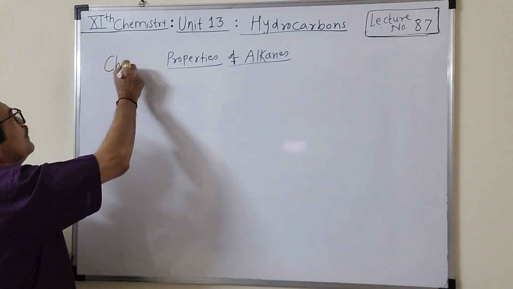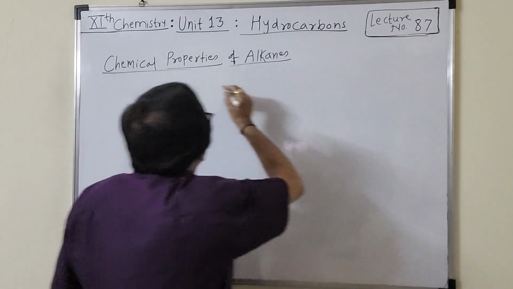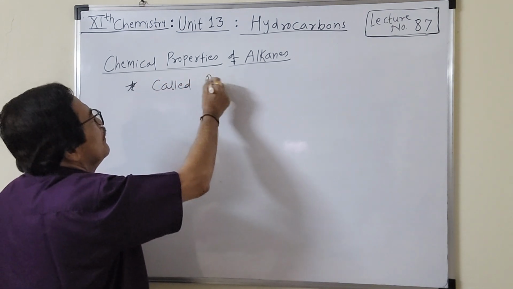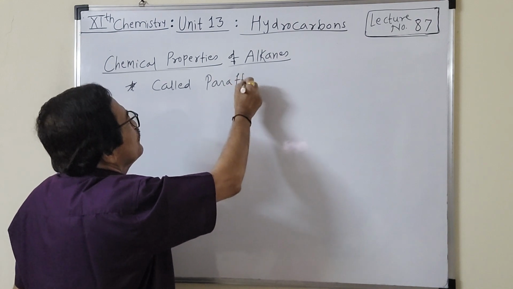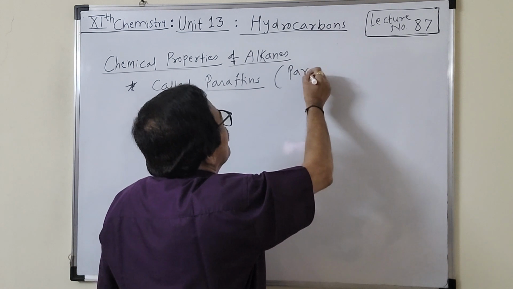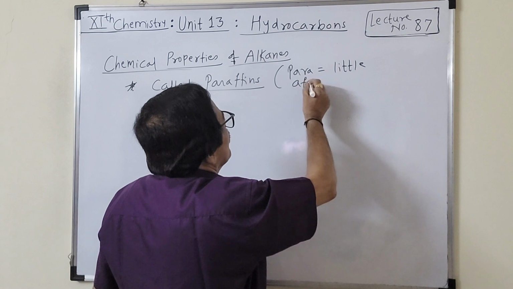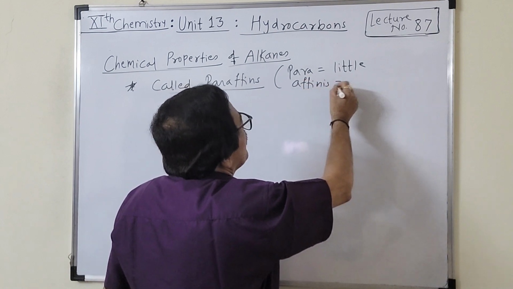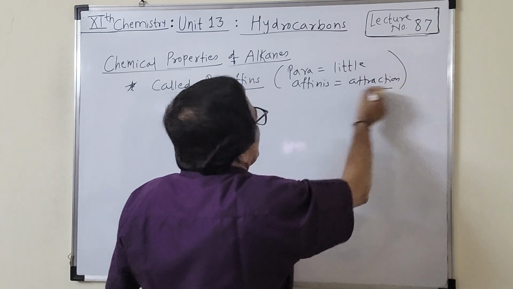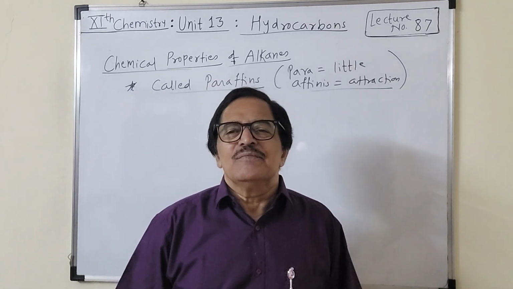Chemical properties of alkanes, particularly they are called paraffins, which I was talking about. So why are they called paraffins? Para means little and affinis means attraction. They have got little attraction for chemical reaction. They have no faith in chemical reaction, no interest in chemical reaction.